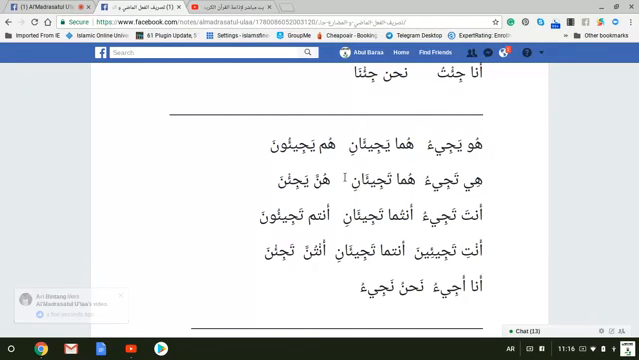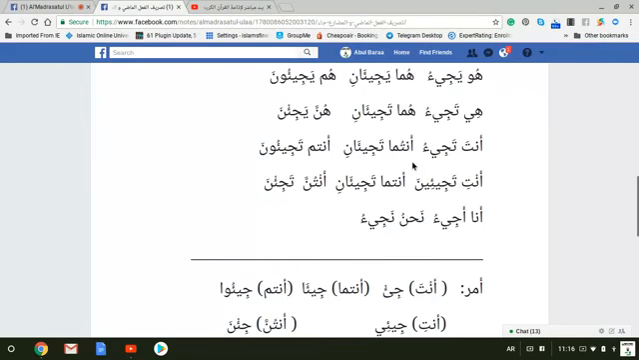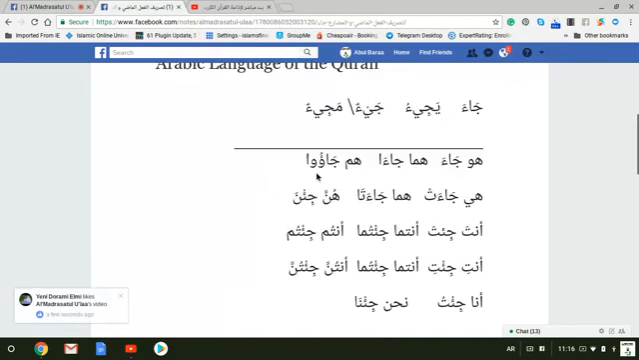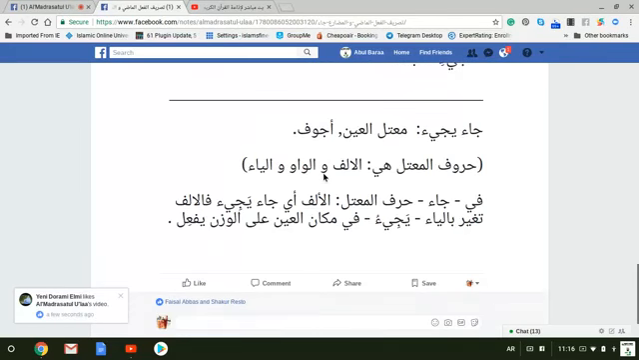Yaji'u, Yaji'ani, Yaji'una, Taji'u, Taji'ani, Yaji'na, Taji'u, Taji'ani, Taji'una, Taji'ina, Taji'ani, Taji'na, Aji'u, Naji'u. There's a pattern there. Another pattern that I can explain to you, and another way of writing it.